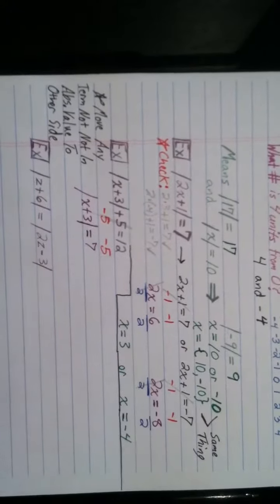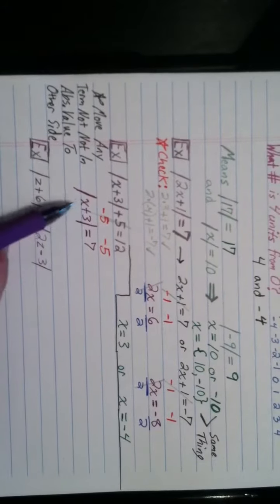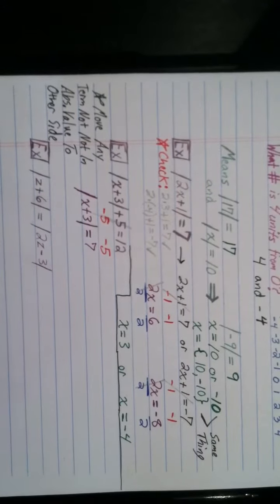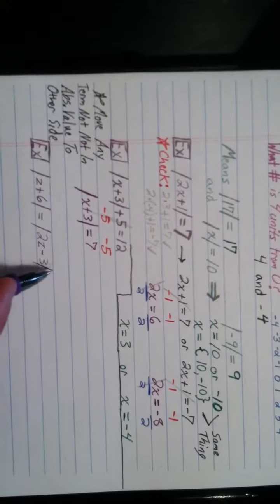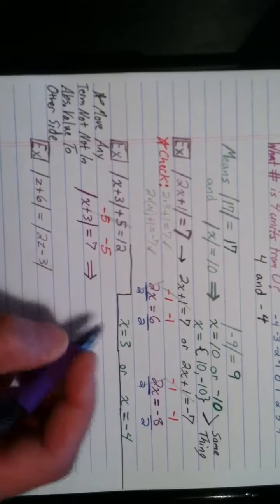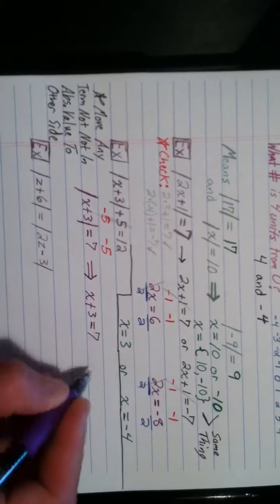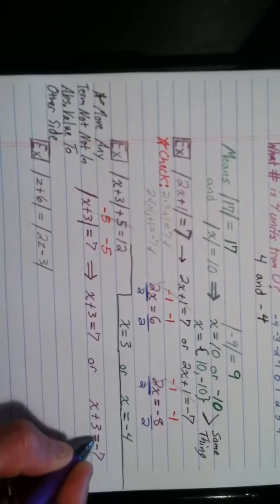And now we have a situation like we did above. We have an absolute value and only an absolute value equaling some number. So what this tells us is that either x plus 3 has to equal a positive 7 or x plus 3 has to equal a negative 7, because either way those two absolute values would get you back to the positive 7. So this implies that x plus 3 equals 7 or x plus 3 equals negative 7.